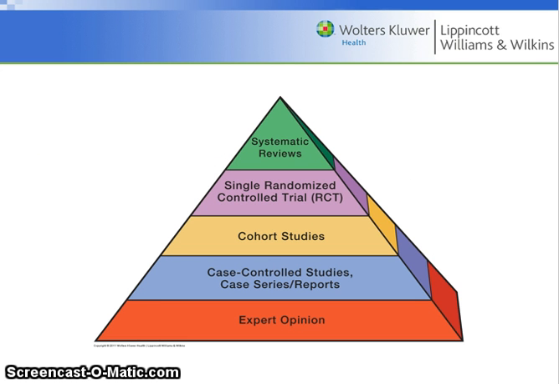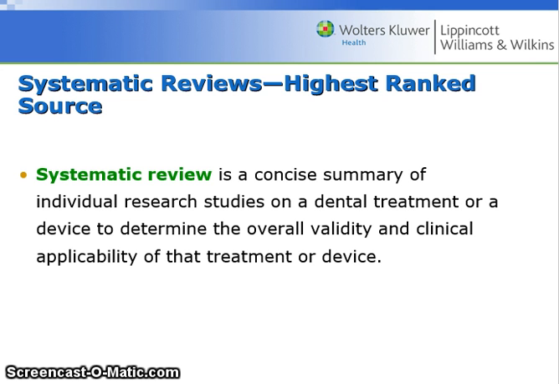This pyramid is illustrated on page 371 of your book, figure 22.2. It points out that expert opinion is the lowest level of evidence, whereas systematic reviews are the highest level. This is why we run into issues with conflicting information in different textbooks, because the expert opinions are not based on systematic reviews. Systematic review is a concise summary of individual research studies on a dental treatment or device to determine the overall validity and clinical applicability of that treatment or device.